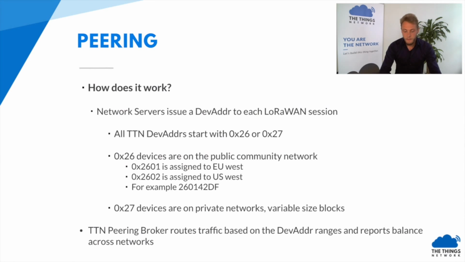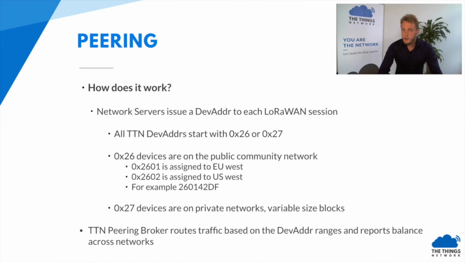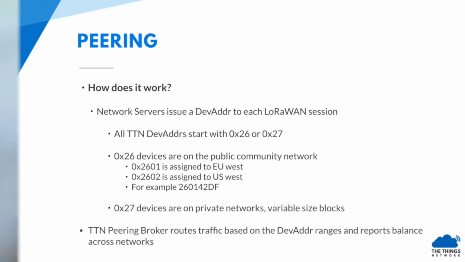Network servers, so private networks or public networks, issue device addresses, and the first bits of a device address are defined by the NetID. In the Things Network, we use device addresses starting with 2.6 for the public community network and 2.7 for private networks. If you use your own NetID for a private network, then your device address also starts differently. The Things Network Peering Broker uses these device addresses to route traffic, based just on their device address, to the right cluster. So summarizing, LoRaWAN is really powerful.